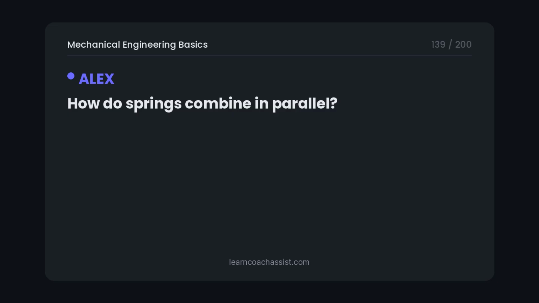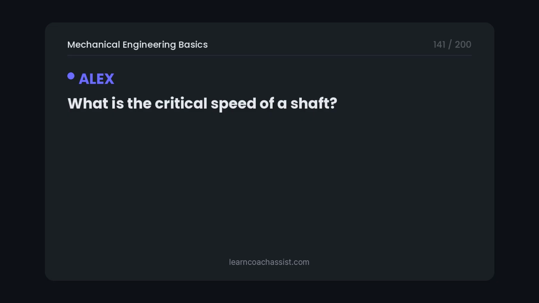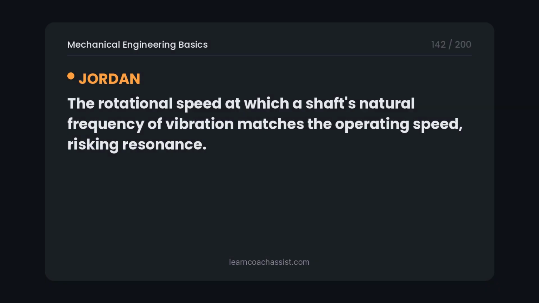How do springs combine in parallel? The equivalent stiffness is K_EQ = K + K2 + ..., stiffer than any individual spring. What is the critical speed of a shaft? The rotational speed at which a shaft's natural frequency of vibration matches the operating speed, risking resonance.